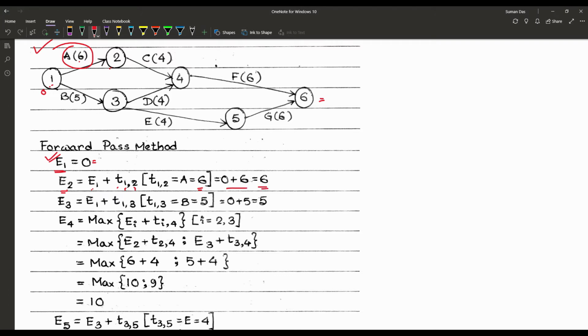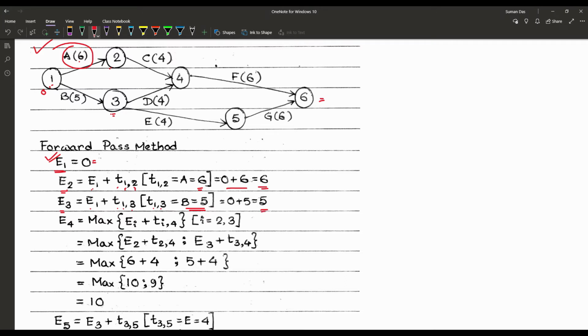Then to the node 3. Also, there is only one way, that means using the activity B, and that is from node 1 to node 3. So E3 is equal to E1 plus T1 comma 3, that means T1 comma 3 is only 5. So E3 is equal to 0 plus 5 or 5.